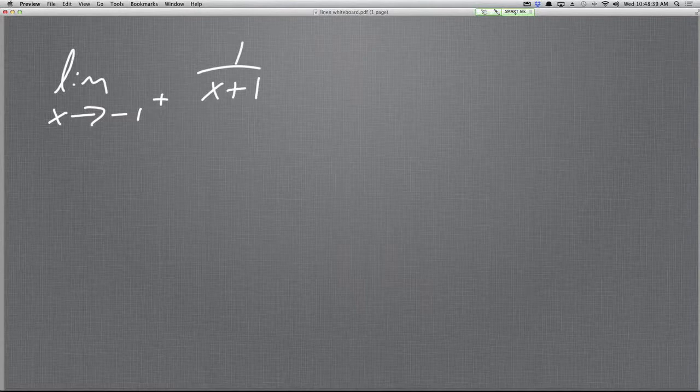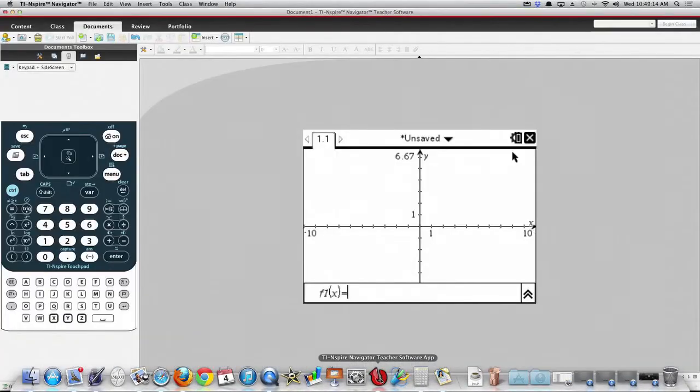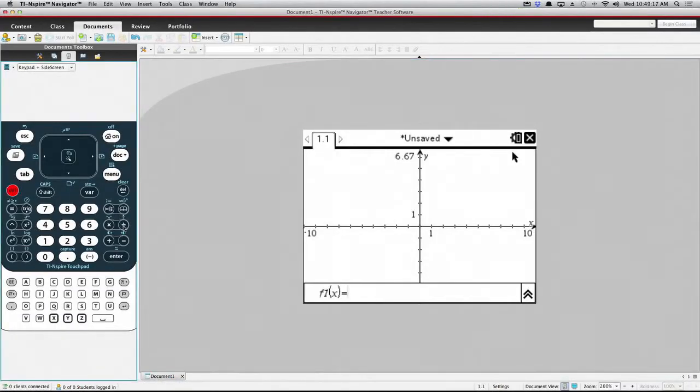Here's how we're going to figure that out. Notice that this is -1 from the right. I'm not going to pick out a number, I just want to think about a number to the right of -1. If I plug in a number to the right of -1, does that make my denominator negative or positive? It makes it positive. And the top is also positive. So since I'm positive, which infinity am I going to go to? Positive infinity. So let's look at the graph of that and verify that's what we found. We had a fraction, it was 1 over x plus 1.